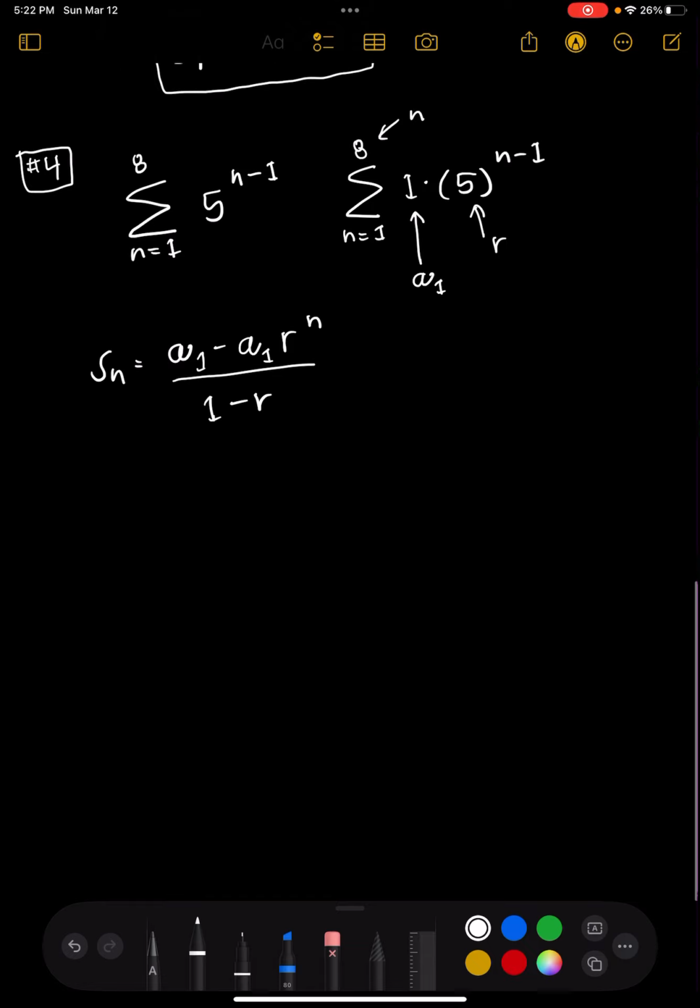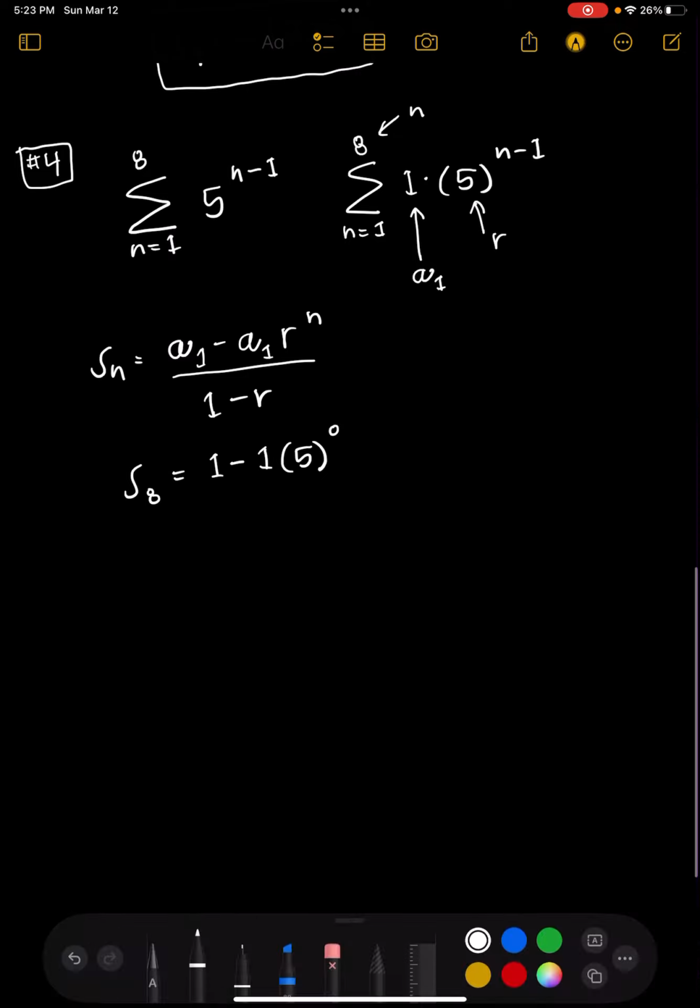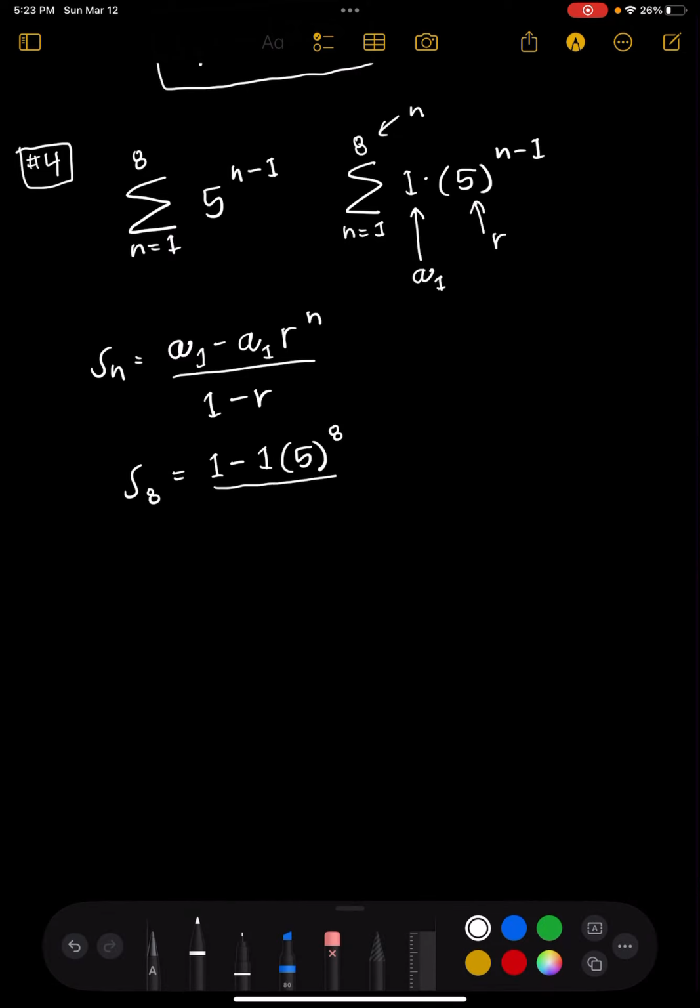Okay, so now let's plug that in. We're going to have S sub 8, because we know our n is 8, is equal to 1 minus 1 times my r, which is 5, to the power of 8, over 1 minus... oh, not 8. What am I saying? That's silly. 1 minus r, and r is 5, not 8.